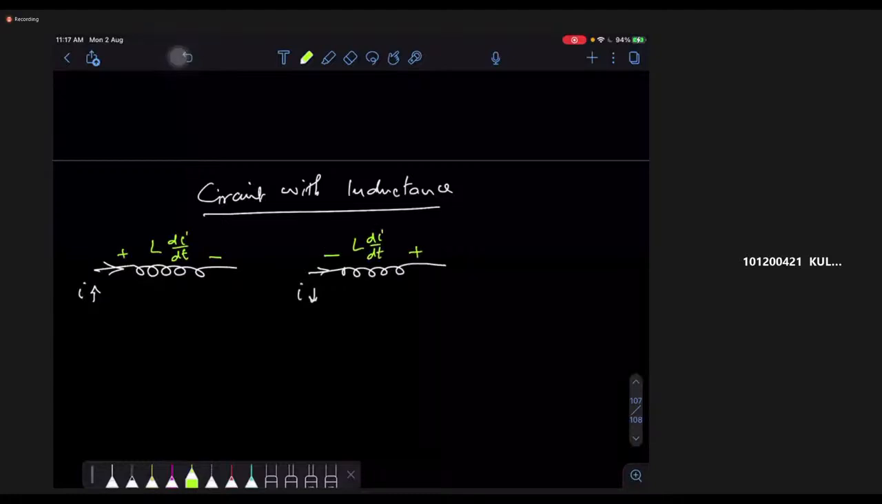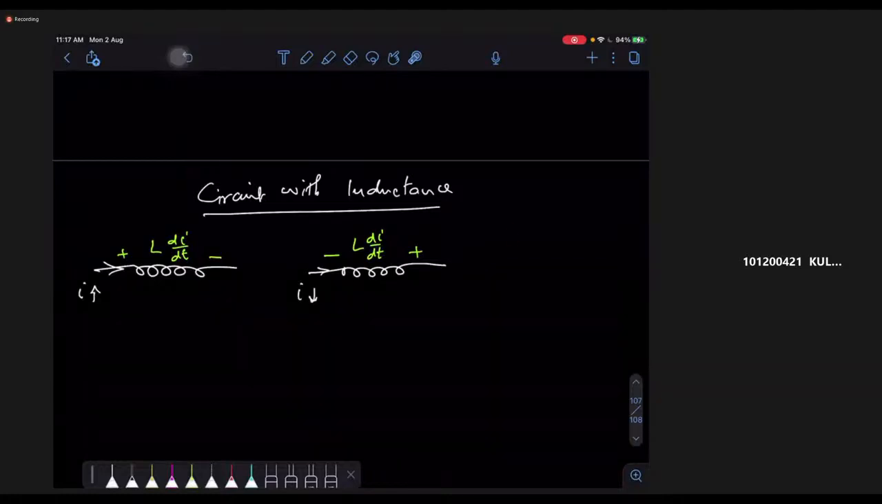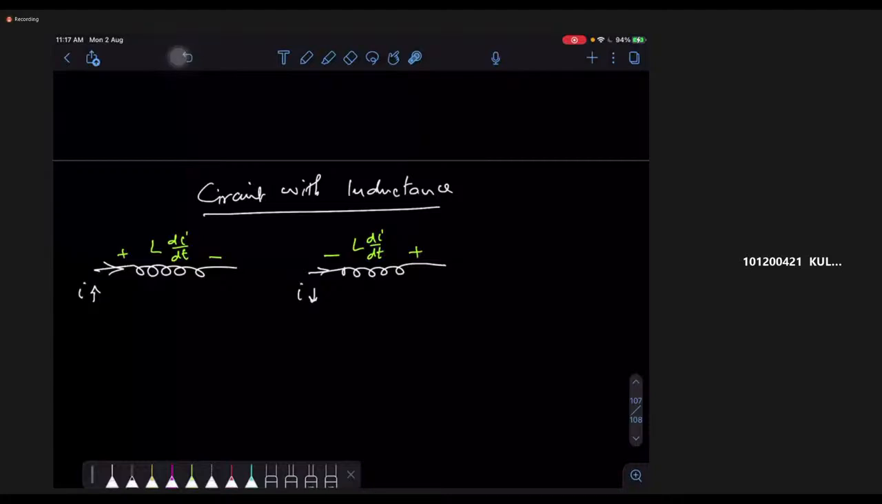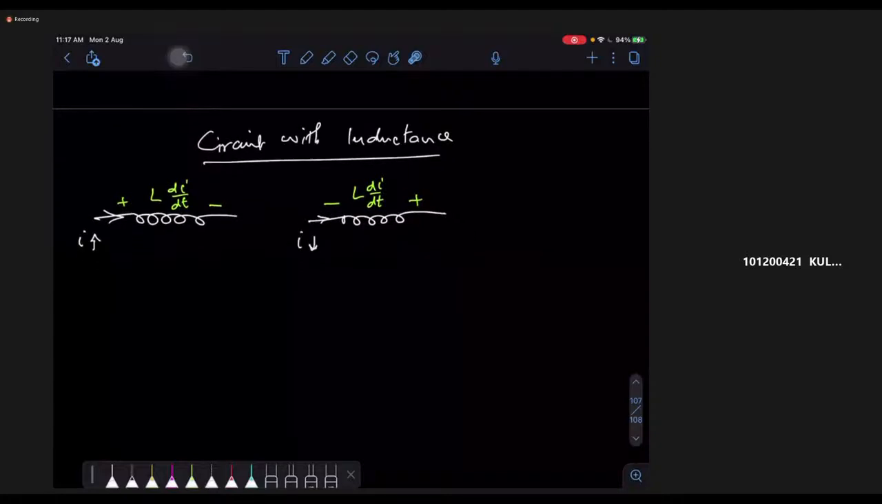If there is an inductor and my current is falling, there is a rise, L dI by dt. An important point is that the inductor can give both side polarity. The resistance only gives one side polarity. The capacitor gives one side polarity. The battery gives one side polarity. The inductor can give double side polarity. It could be positive on the left side, or it could be positive on the right side. So this is an important one.